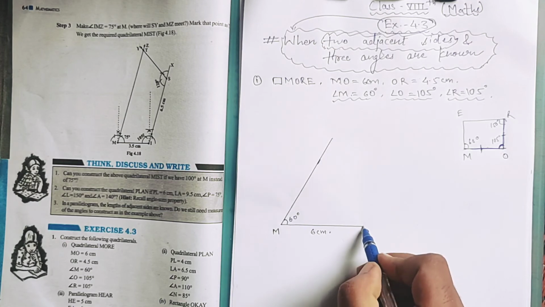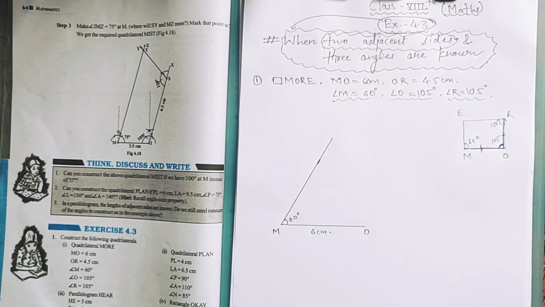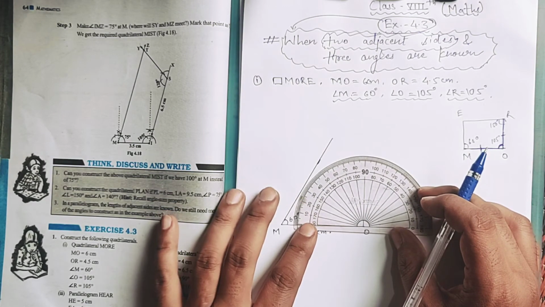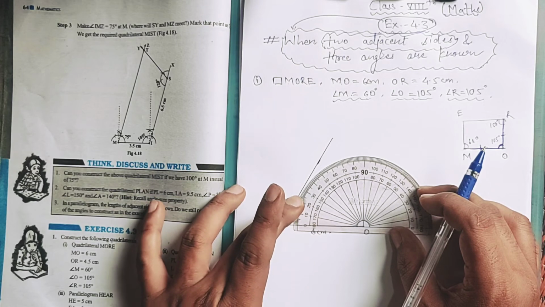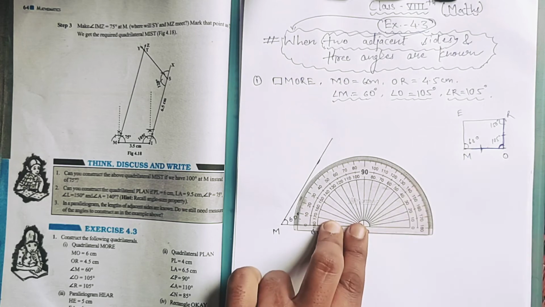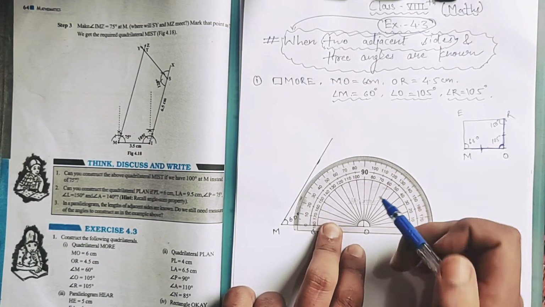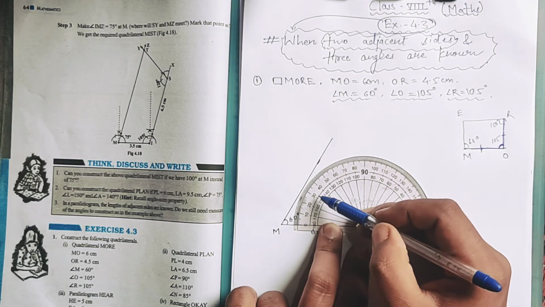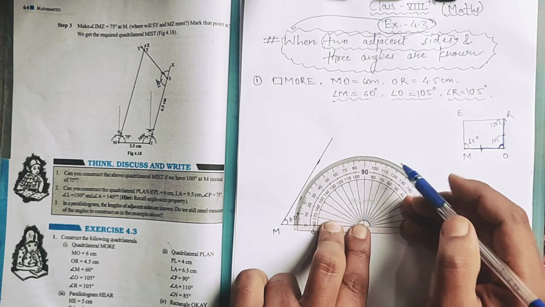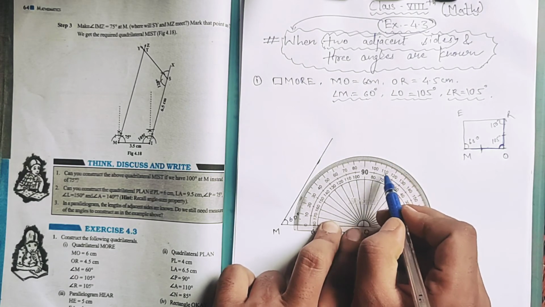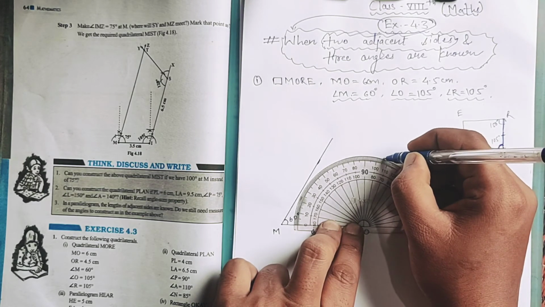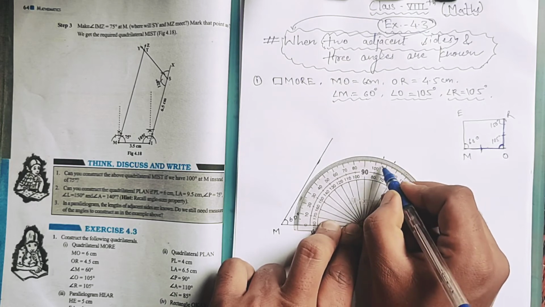Now second part: at point O, angle O is equal to 105 degree. So the second angle which we have to construct is angle O equal to 105 degree. So put the protector at point O and start counting from there: 10, 20, 30, 40, 50, 60, 90, 100 and 105. Where is 105? Between 100 and 110. That means there. Sorry, there. Between 100 and 110 there is 105.